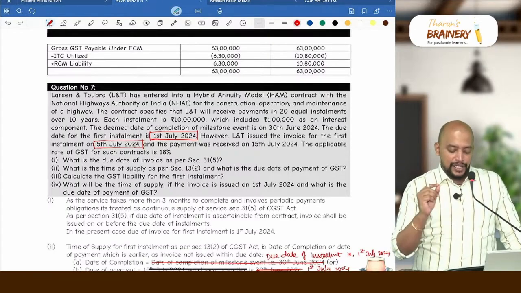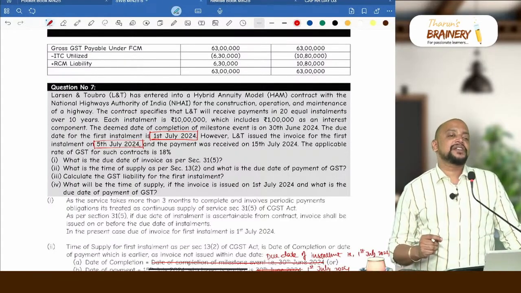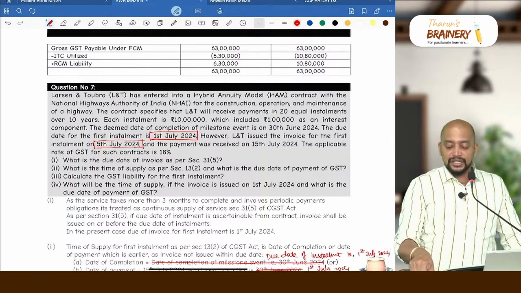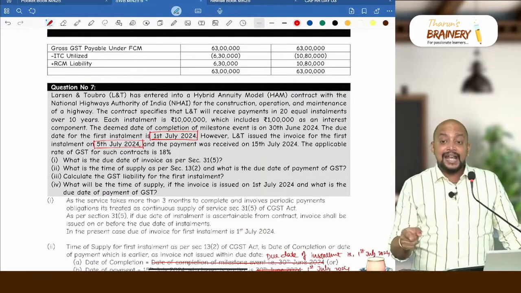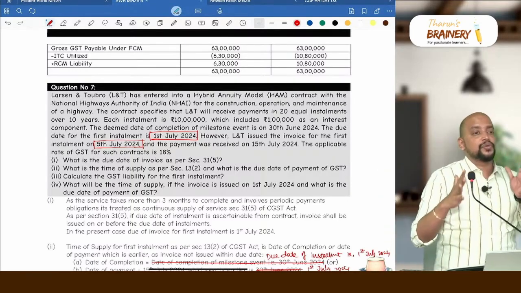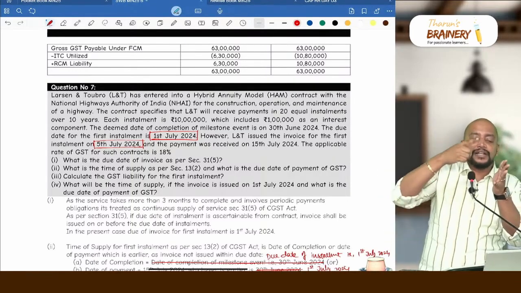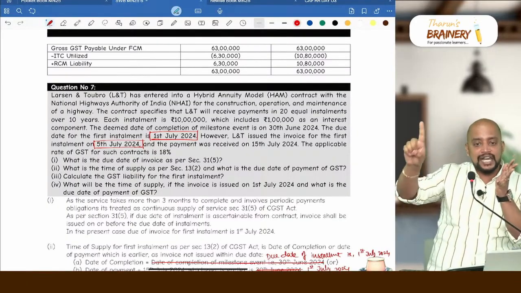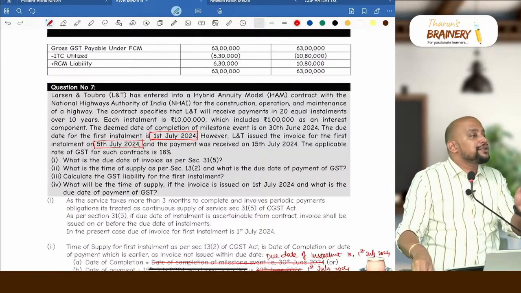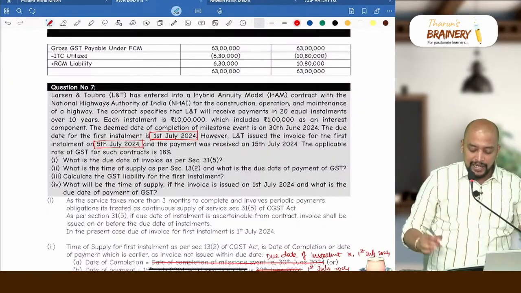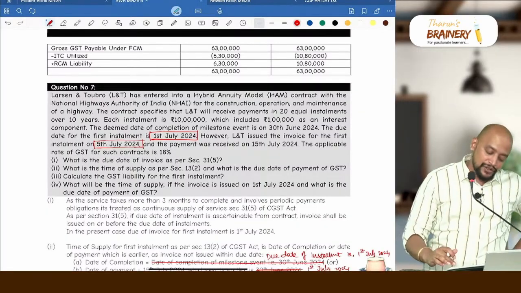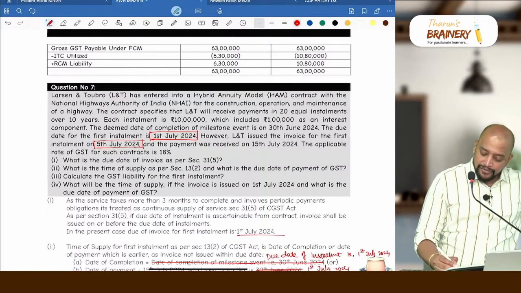What is the due date of invoice as per section 31 subsection 5? As per section 31 subsection 5, as the due date, first priority is what? Due date of installment ascertainable. The due date of installment is the due date of invoice. What is the due date of installment? 1st July. So that 1st July 2024 will be taken as the due date of invoice.